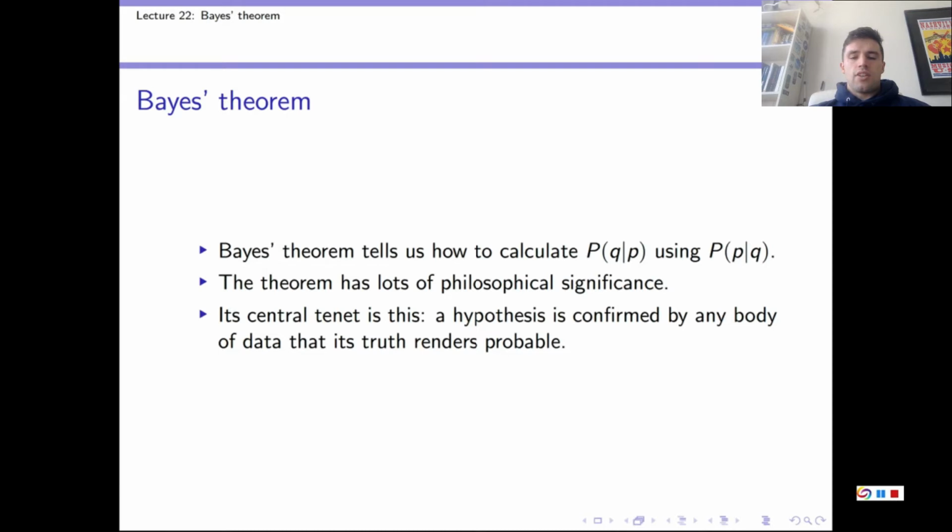Bayes' theorem is central to these enterprises because it simplifies the calculation of conditional probabilities and because it clarifies significant features of the subjectivist position. The cornerstone of the theorem is this, that a hypothesis is confirmed by any body of data that its truth renders probable, which in turn forms the cornerstone of all subjectivist methodology.